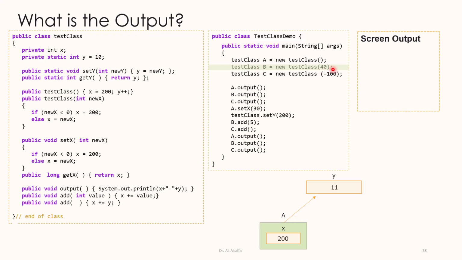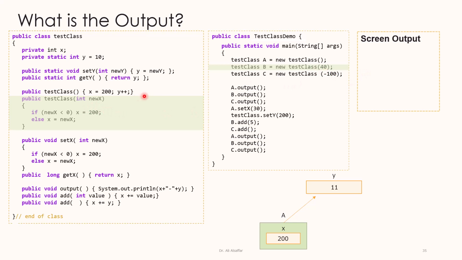After going to the next line, in the next line also we are creating another object that is called B, but the compiler is not calling the default constructor. It is calling the constructor that has one input parameter. And where is this constructor? Here is the definition for the constructor. Inside the constructor, it checks the input parameter in the if statement. If it is less than 0, then it will initialize the instance variable x equal to 200. Otherwise, it will save the input parameter into the instance variable x and initialize this x by the input parameter.